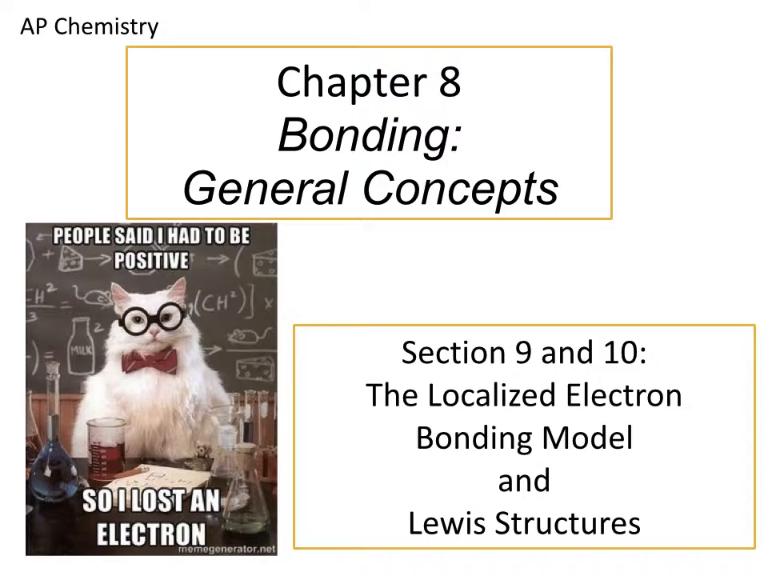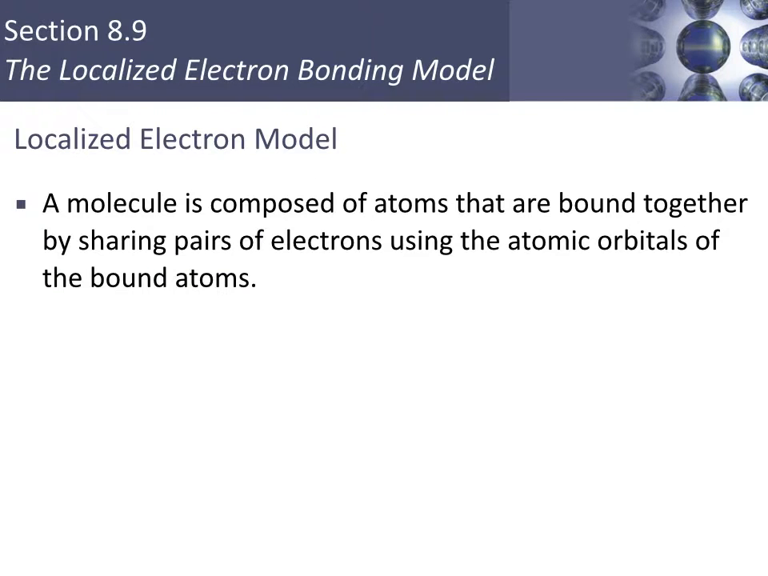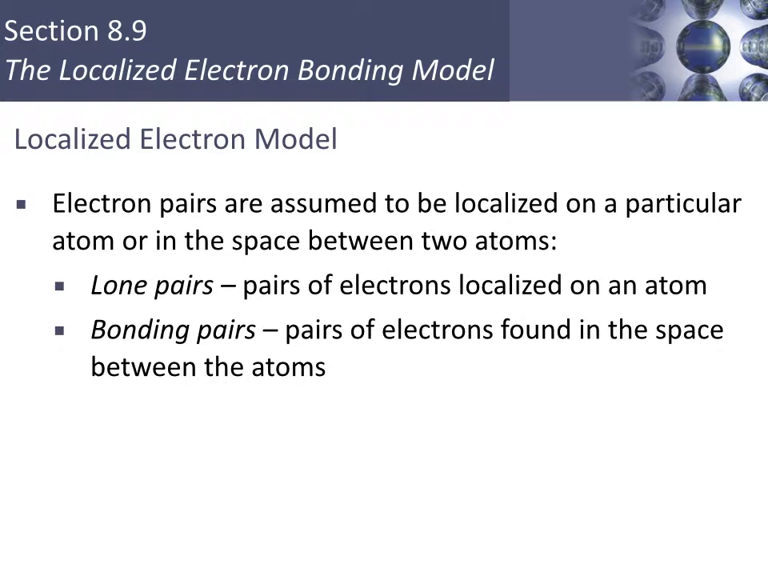So, the localized electron model says that a molecule is composed of atoms that are bound together by sharing pairs of electrons using the atomic orbitals of bound atoms. We can look at those pairs and assume that they are localized on a particular atom or in the space between two atoms. There can be lone pairs, which are pairs of electrons localized on an atom, and there can also be bonding pairs, which are pairs of electrons found in the space between atoms.